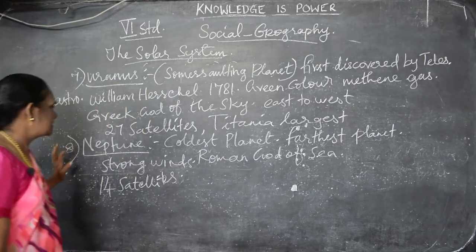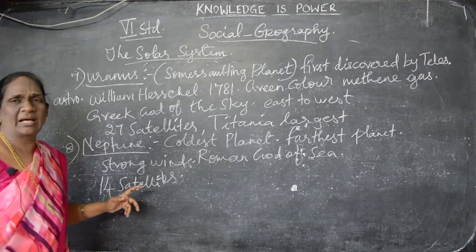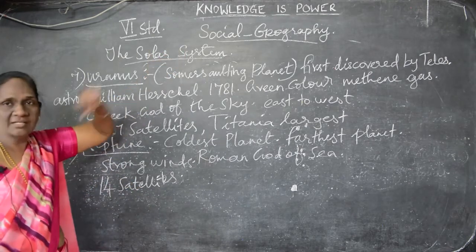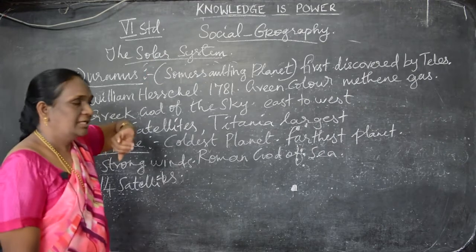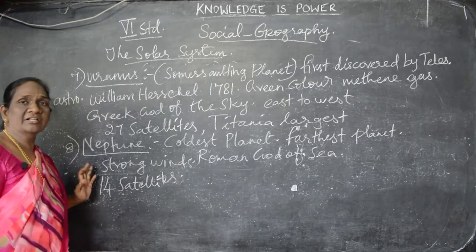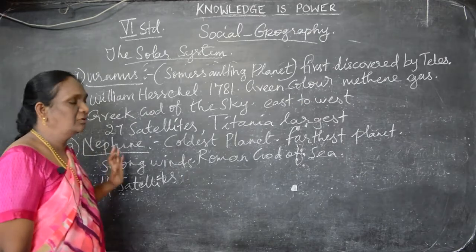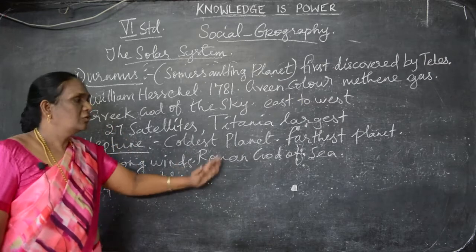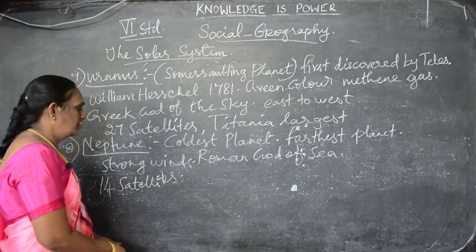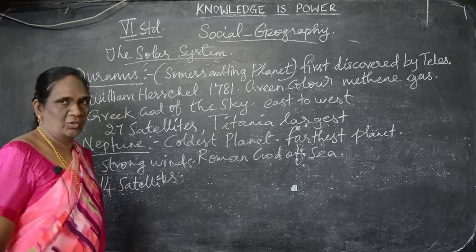Okay. The last planet is Neptune. It is called the coldest planet. It is full of ice because it is far away from the sun in the solar system. It is the farthest planet. Okay. And we can see strong winds on the planet Neptune, and it is named after the Roman god of the sea. Okay. And it has 14 satellites. So, these are all the planets in the solar system.